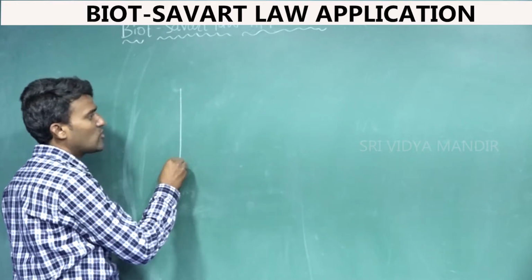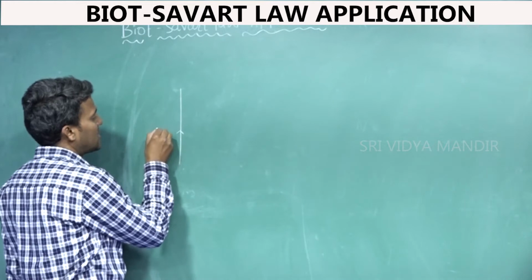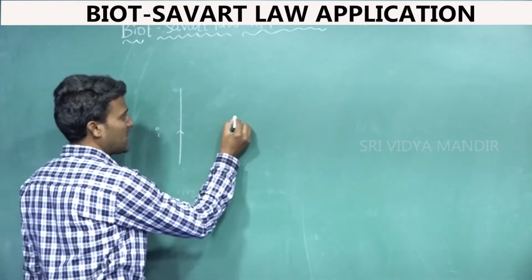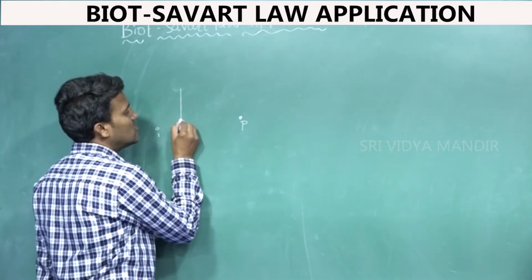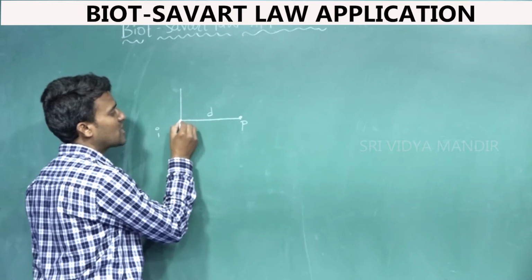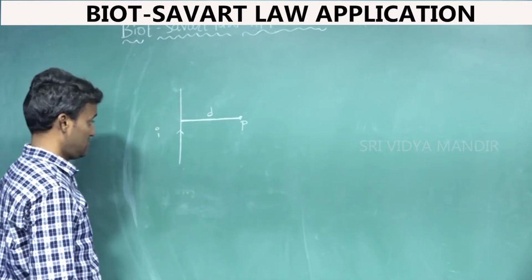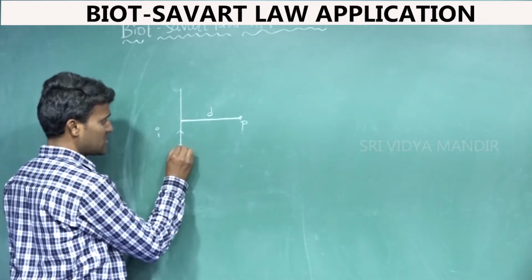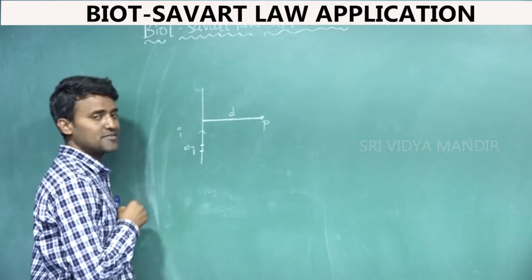See here, I am taking one current carrying conductor. Current is I. I am taking one point B here. From the conductor to point B, the distance is D. I selected one element. The length of this element is dy.